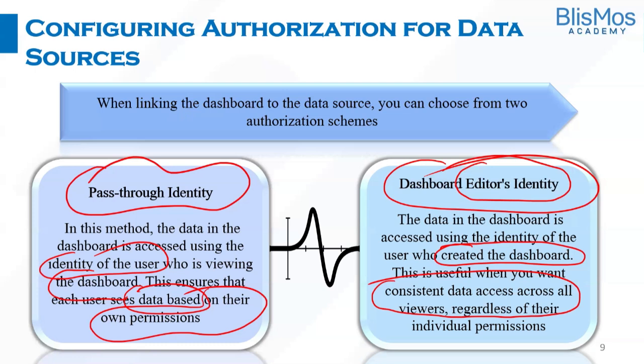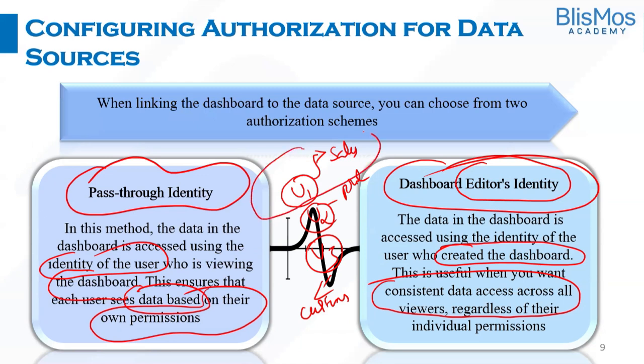Okay. The first one is like, let us say, many users are there, right? User 1 has access only to sales data. User 2 has access to product data. User 3 has access to some customers' data. I'm just taking a hypothetical example. Now, when it comes to the dashboard, user 1 is able to see only the sales data, even though there is data with respect to products and customers. That is pass-through identity. So here the user is able to visualize the data based on the permissions they have.